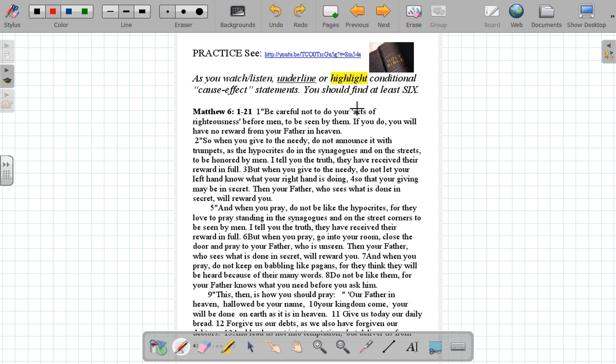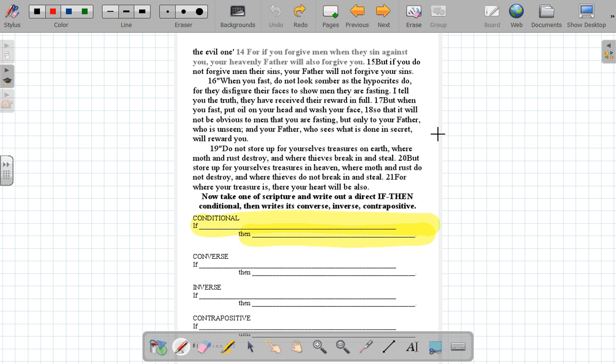This, then, is how you should pray. Our Father in heaven, hallowed be your name. Your kingdom come, your will be done, on earth as it is in heaven. Give us today our daily bread, and forgive us our debts, as we also have forgiven our debtors. And lead us not into temptation, but deliver us from the evil one. If you forgive other people when they sin against you, your Heavenly Father will also forgive you. If you do not forgive others their sins, your Father will not forgive your sins.